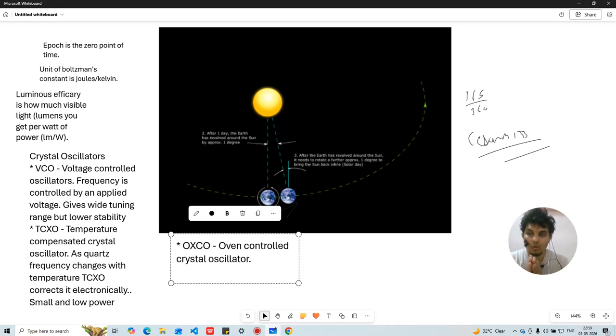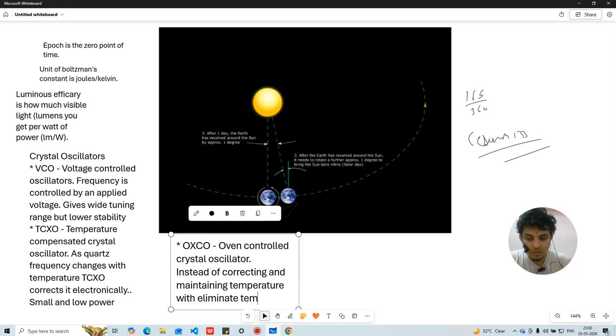Okay, so we see the drawback of the TCXO being overcome by the OCXO. With varying temperature, the frequencies were changing, but with the OCXO, we are putting it in a tiny oven where the temperature is constant, so that the frequency remains constant. So instead of correcting and maintaining temperature, we eliminate temperature variance.